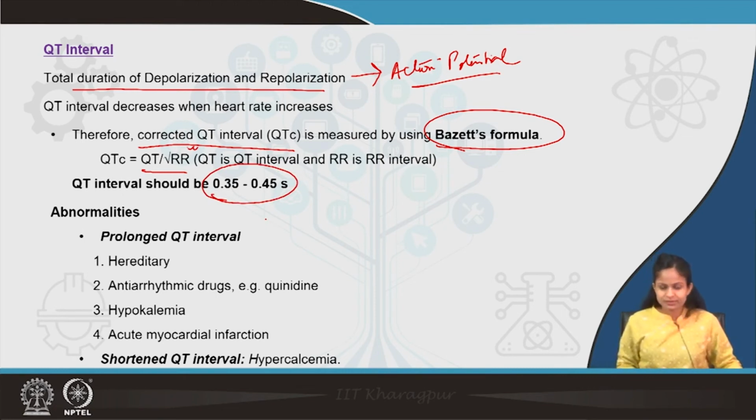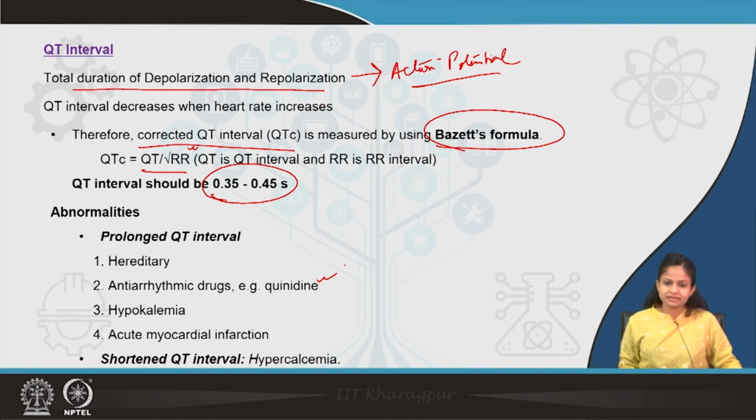Abnormalities are seen in prolonged QT interval, usually when we give antiarrhythmic drugs, whether sodium channel blockers or potassium channel blockers; usually the action potential duration gets increased or prolonged.